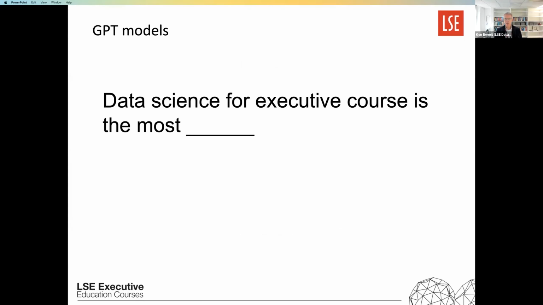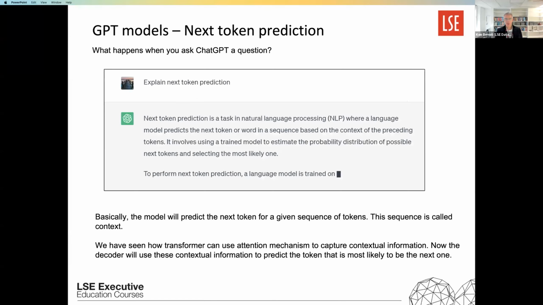Here's a sentence that we could complete, and this is actually how large language models work. There's basically a statistical foundation built on deep learning networks that completes the next word in a sequence. And by doing that in subsequent completions of words in sequence, it forms sentences and thoughts that mimic the structure of language, but also mimic the structure of our thought. Data science for executive course is the most blank. Think about that one for a minute.